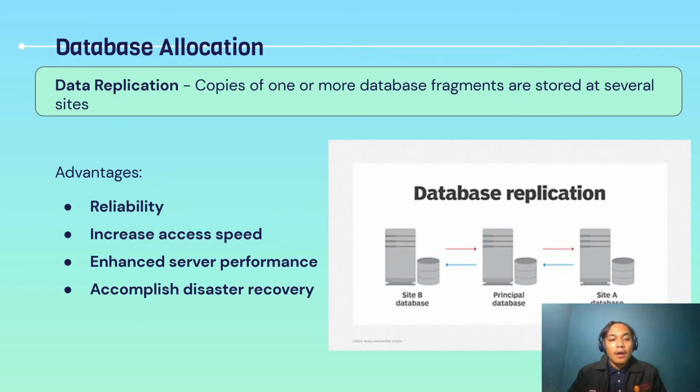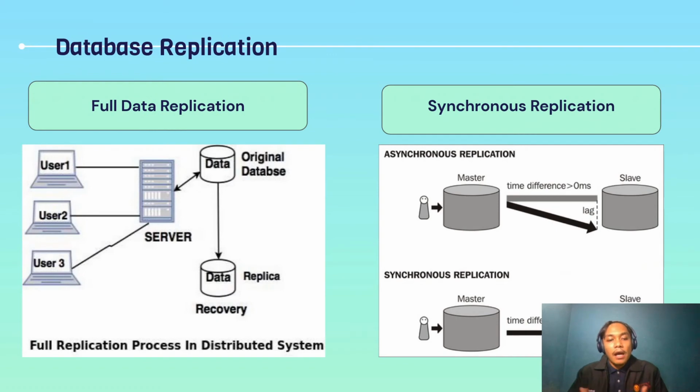In our architecture, for the database allocation, we suggest using data replication, where copies of one or more database fragments are stored at several sites, which allows for data reliability, increased data access speed, enhanced server performance, and disaster recovery. Our data replication will use full data replication, allowing the whole database to be replicated at every site, enabling the database to be available almost everywhere in the network, and ensuring and maximizing data availability and redundancy across the entire wide area network, whilst implementing asynchronous data replication, where the database will be changed and modified if there is any change or modification.